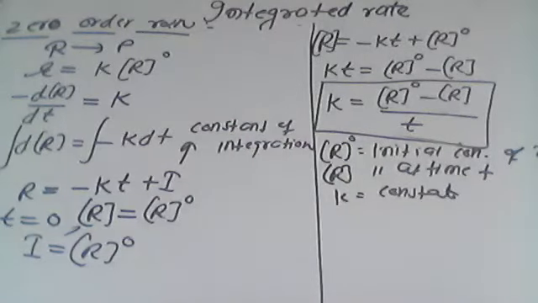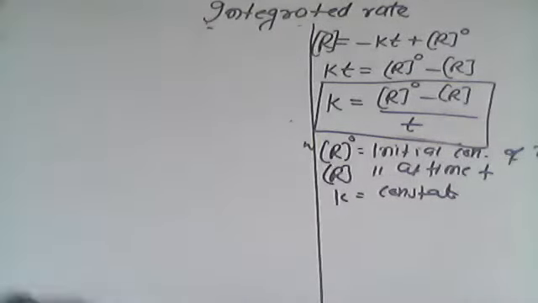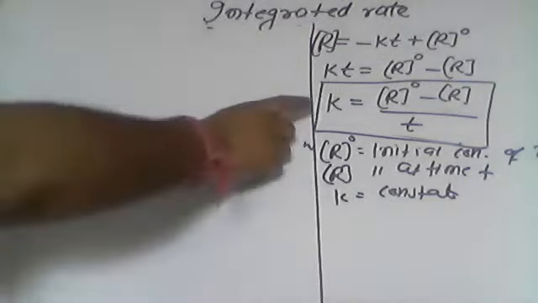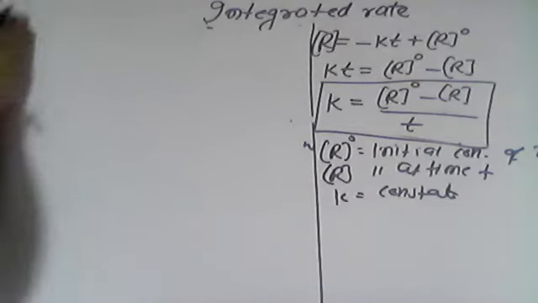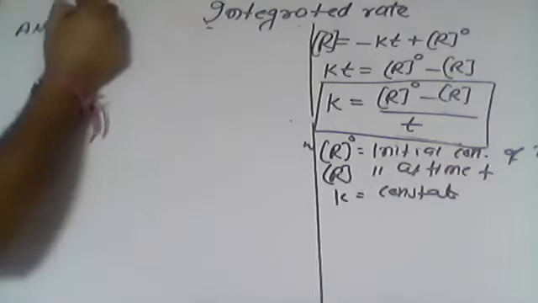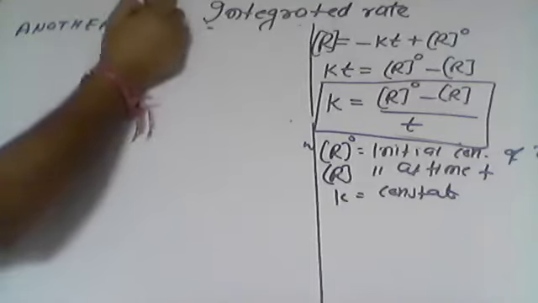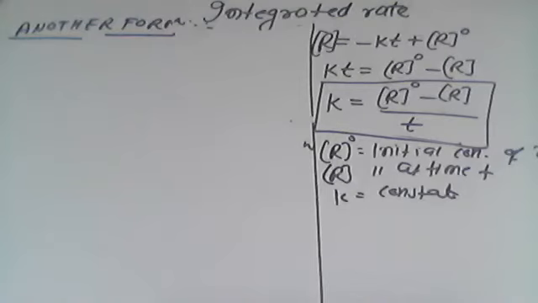Anything you want to ask here, please ask. Come on, be fast. Okay, then I will just continue. K is equal to R naught minus R by T. Now the second form I'm going to derive.